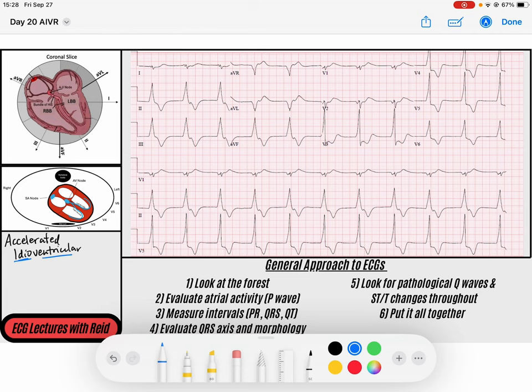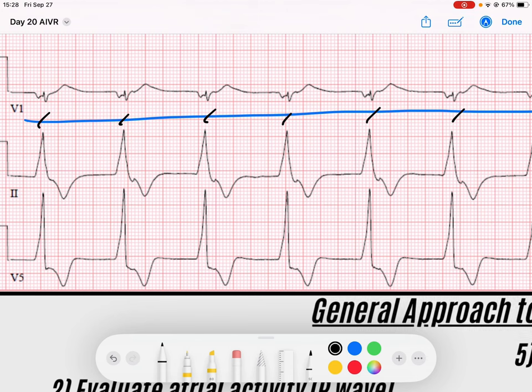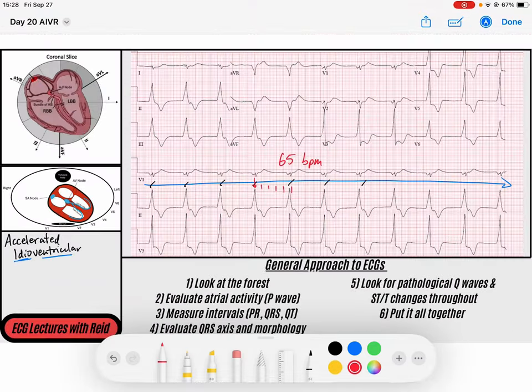So I scan through the rhythm. I notice that I have a regularly occurring rhythm here, nice and regular. Doesn't seem too fast, doesn't seem too slow. If I find a QRS that lands on a solid line, maybe like this one, my rate's gonna be 300, 150, 175, that's 60. So maybe we'll call this 65 beats per minute. So it's a normal rate at a regular rhythm.